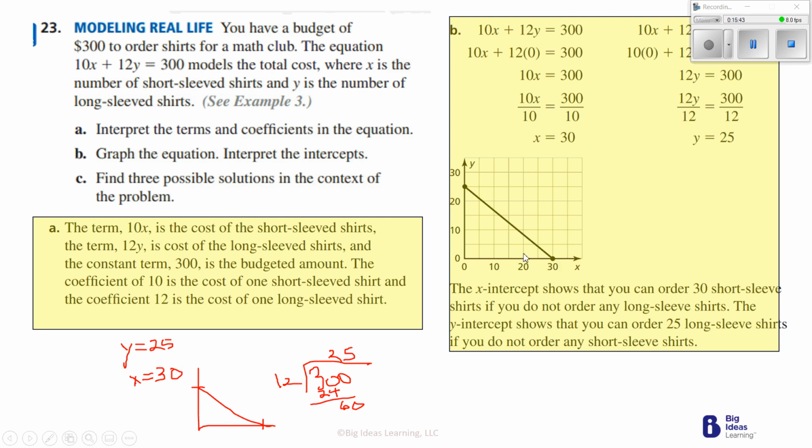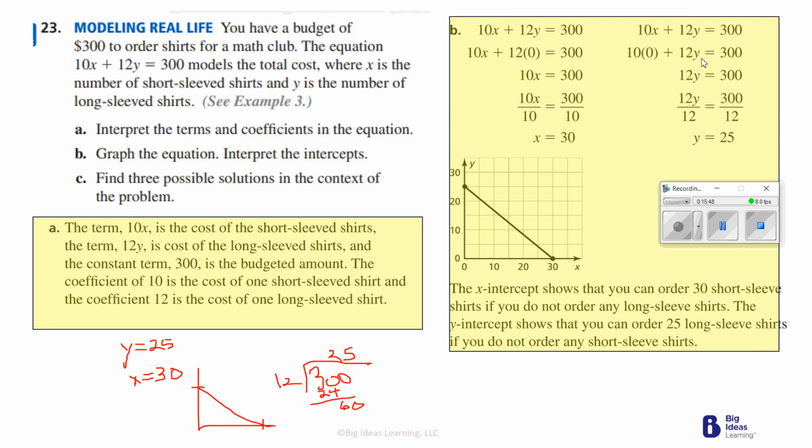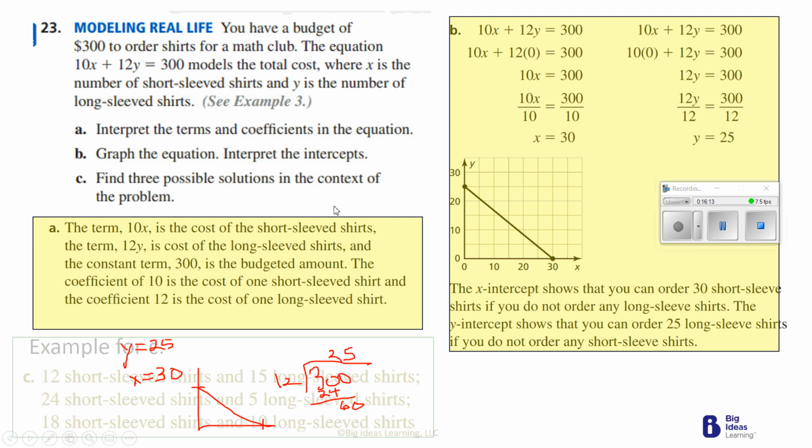25 and 30, right? And there's the work for it, just like Mr. Mendes showed you. It says interpret the intercepts. The x-intercept shows that you can order 30 short sleeve shirts if you do not order any long sleeve t-shirts. The y-intercept shows that you can order 25 long sleeve shirts if you do not order any short sleeve shirts. C says find the possible solutions in the context of the problem.